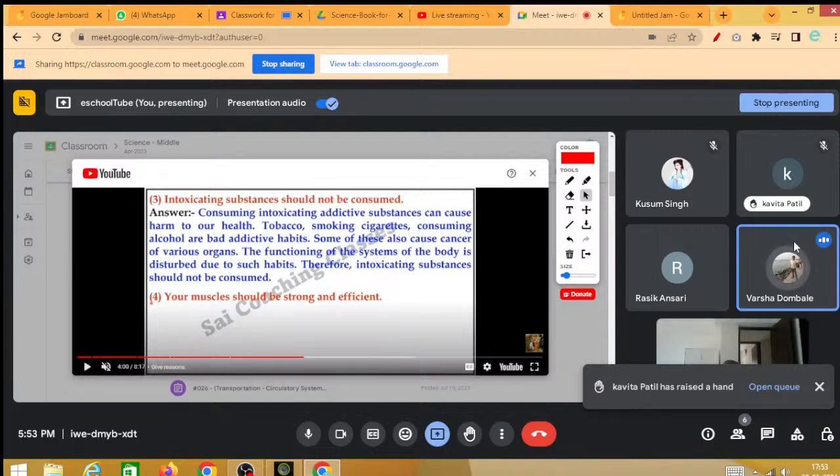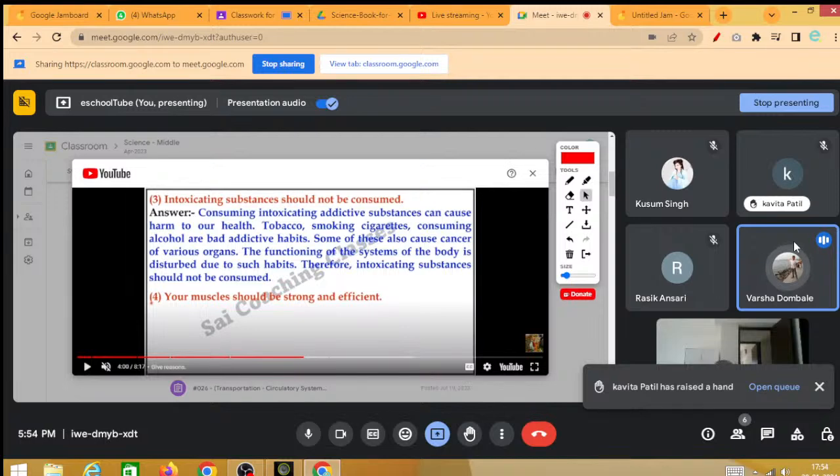Your muscles should be strong and efficient. What does it mean? Why should they be? Reason for this. Therefore, when we keep our muscles strong and efficient, we can perform many activities like chopping, walking, running, etc. And to keep these muscles strong and efficient, we should have a proteinous diet and exercise.